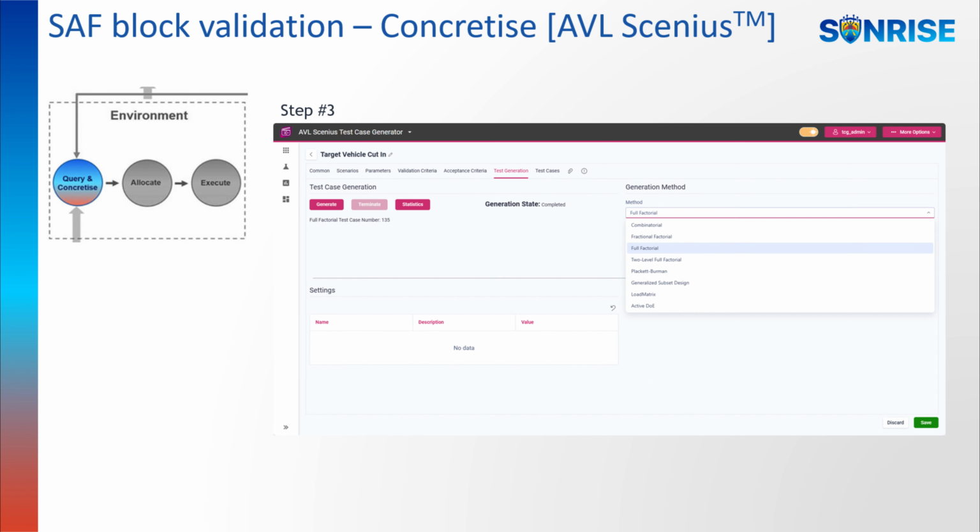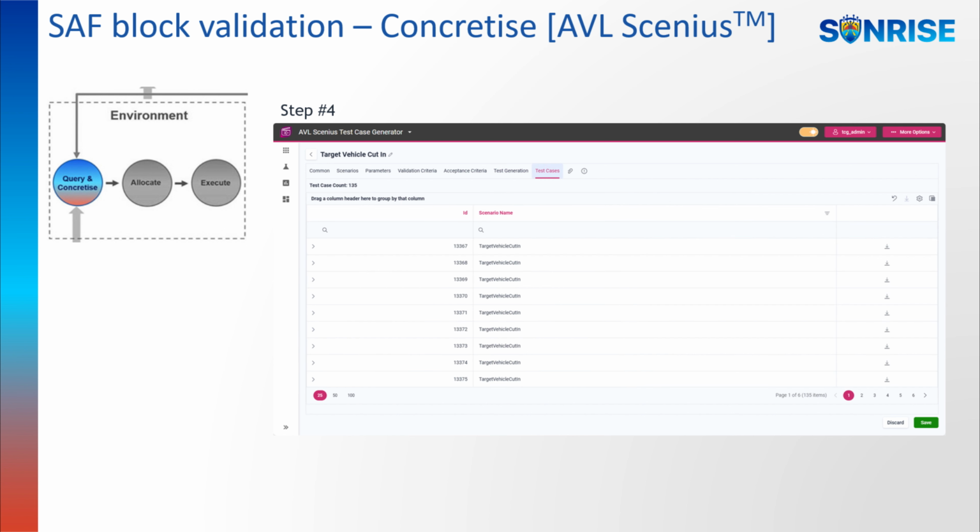After configuring the parameter space, the user can generate concrete test cases with numerous methods like full factorial, combinatorial, and active DOE. This time full factorial is selected. In the last step, finally, the user can view and download the generated concrete test cases in OpenSCENARIO file format. After this step, these concrete test cases can be directly executed through the user interface. These test cases can be further refined through a user-friendly interface. Once ready, execution is triggered directly from AVL Scenius, and all concrete scenarios are seamlessly transferred to AVL Scenario Simulator for simulation.